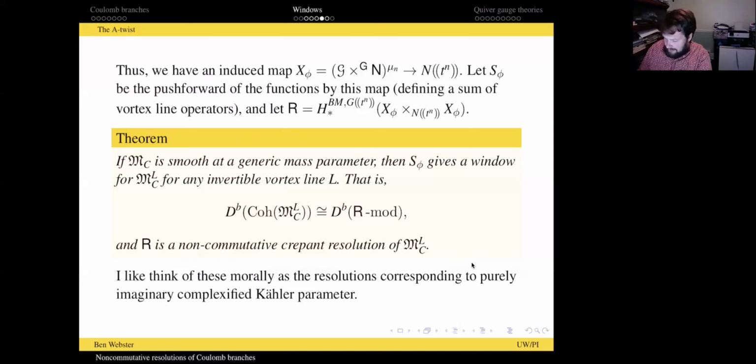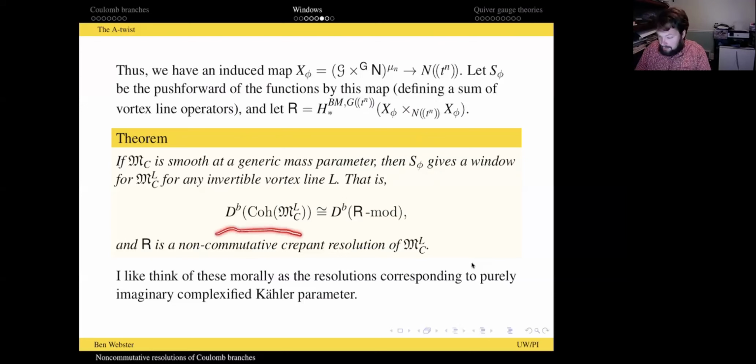And so the theorem is, if your Coulomb branch is smooth, I should have put an L here, sorry, is smooth, oh no, I shouldn't have. No. If I take this Coulomb branch and it's smoothed out by looking at a generic mass parameter, then this S_phi is a window. You can think of this as actually a big direct sum of objects. You could take those objects separately, or you can take their whole sum. That defines a window for this resolution for any invertible vortex line.